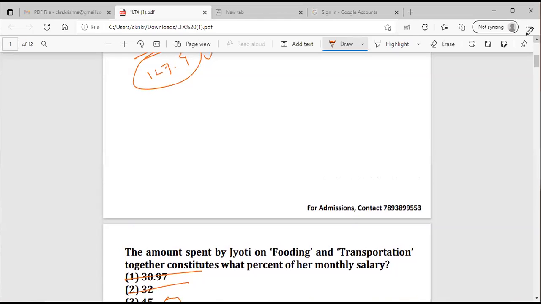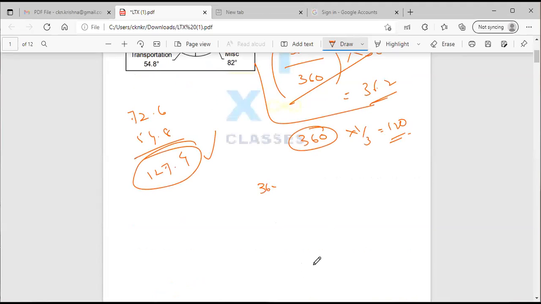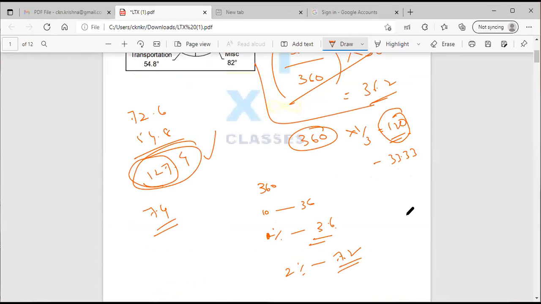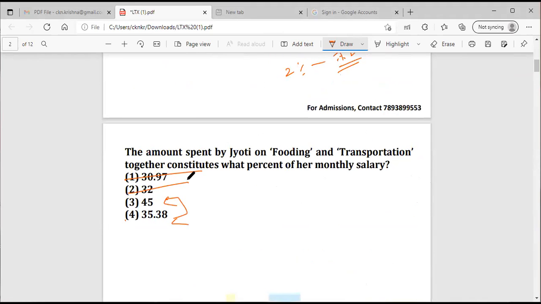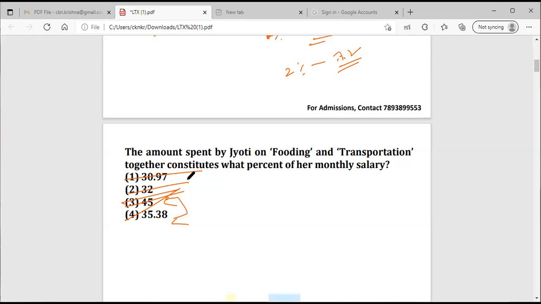In 360, if I look at 10%, the value is 36. The additional value is 7.4. 1% equals 3.6, 2% equals 7.2. This number is more than 7.2. That's why I have to add another 2% here. For 33.33, if I add 2, it is 35.33 plus a little more. So if I look at the option choices, this has to be the answer. It will not go up to 45. Straight away, I can say my answer is the fourth option.